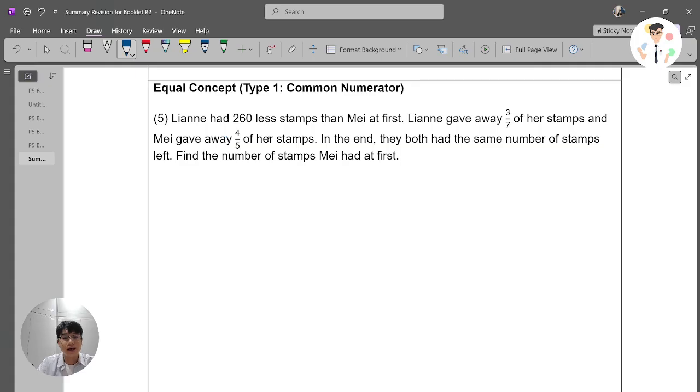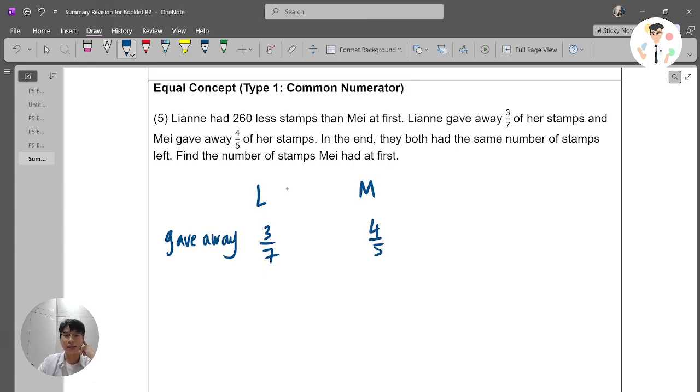Now, Lenny had 260 less stems than May at first. So now I have this L, I have this M, and I know L has 260 less than May. Of course, some of you start drawing a model, but let's not hurry first. Let's look at what the question actually wants from us. Lenny gave away 3 out of 7 of her stems. So I know this L gave away 3 over 7, and this M gave away 4 over 5.